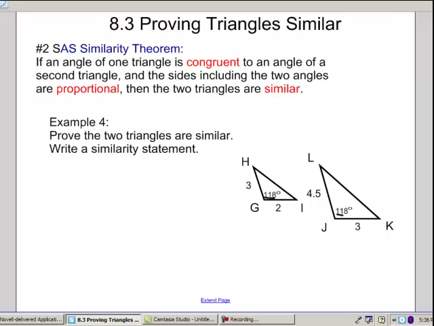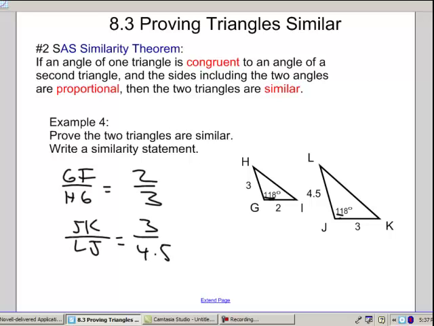So let me prove that these, HGI and LJK, are similar in some way, shape, or form. I have the angles, 118 degrees, already there. GI to HG is equal to 2 to 3. JK to LJ is equal to 3 to 4.5.